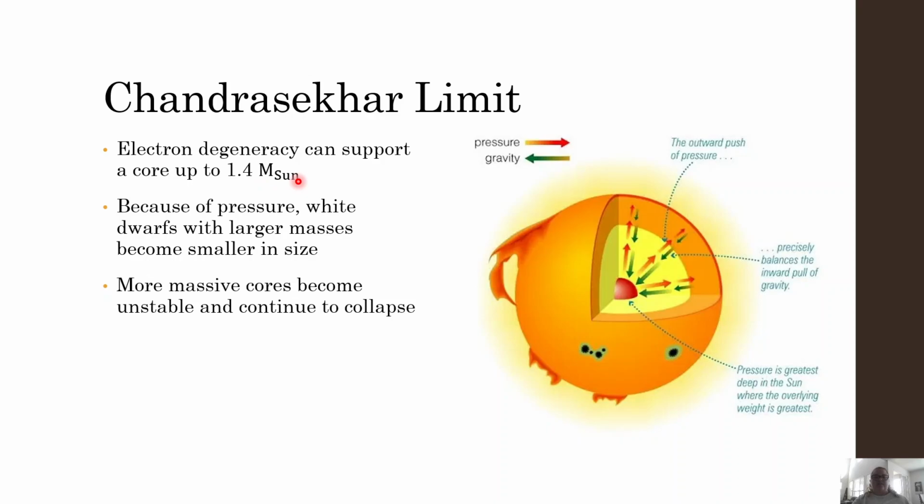So if the mass of the object is larger than this, it won't become this white dwarf. Because of the pressures, the white dwarfs with larger masses become smaller in size, and more massive cores become unstable and will continue to collapse. So this is called the Chandrasekhar limit. This limit of 1.4 times the mass of the sun is the limit of the white dwarf size.